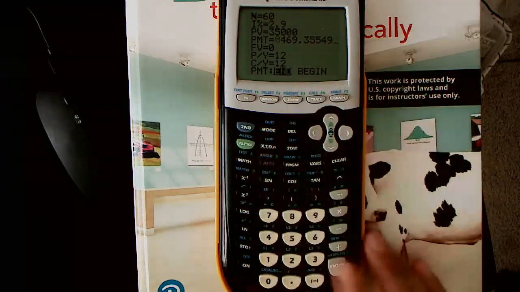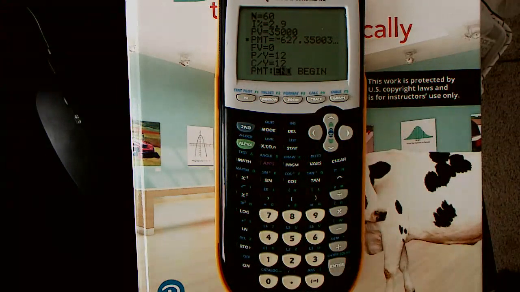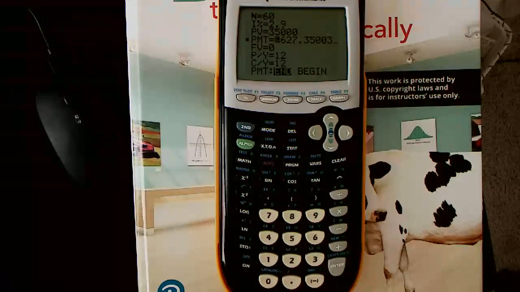PMT, okay, let's solve for that. Double check, 2.9, 5 years, 35 grand. Okay, so the monthly payment of the first option is $627.35. Let me write it down.